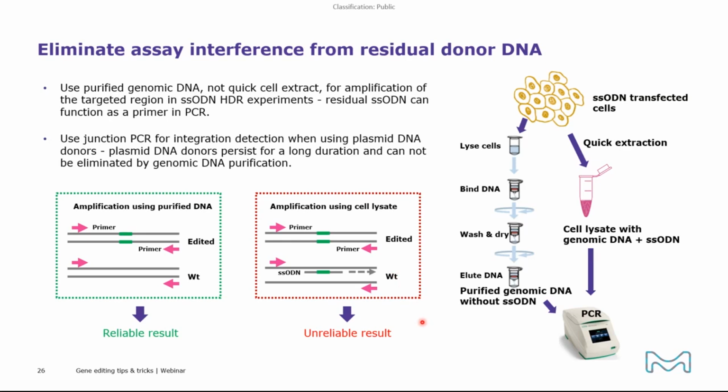However, if you use a plasmid DNA as donors, you will not be able to remove the residual plasmid DNA donors using a bind and elute purification kit, and you will need to design a junction PCR assay to detect target integration and avoid amplification of residual plasmid DNA.